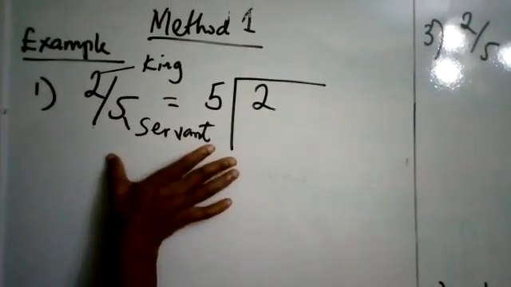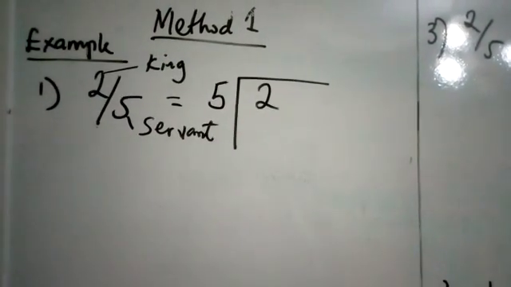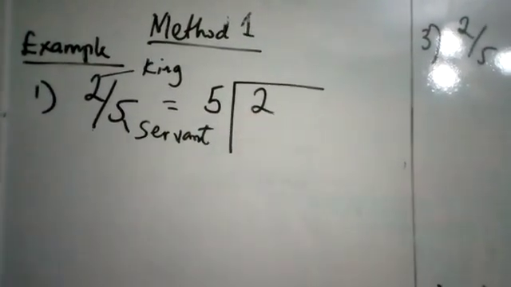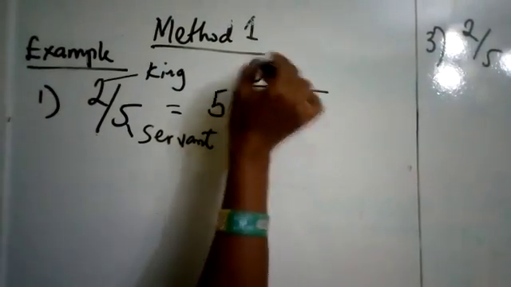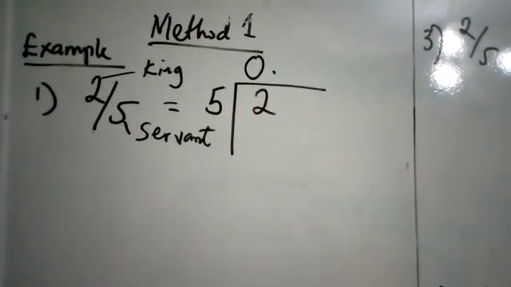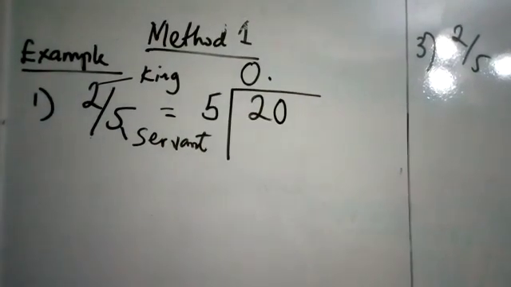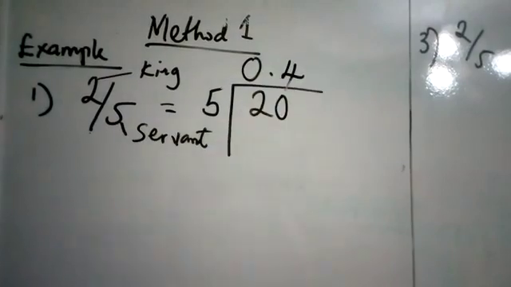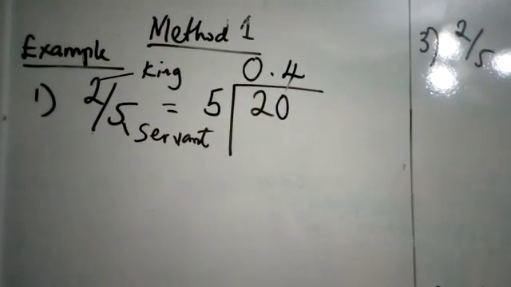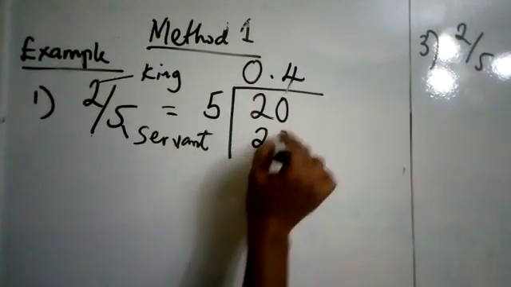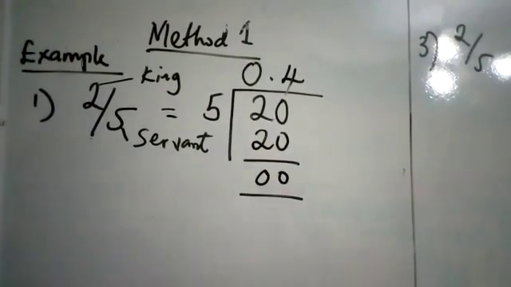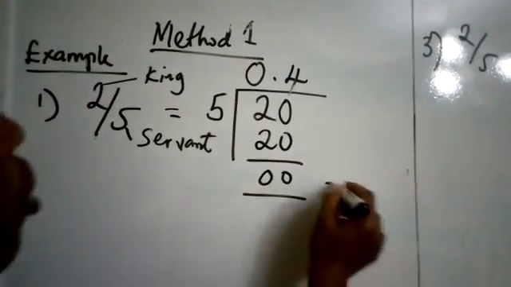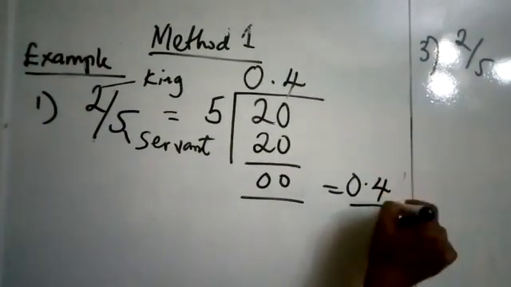So we're going to use long division method to change this fraction to decimal. We're going to say that 5 into 2, it cannot go, so we're going to put a decimal point there, and then this point introduces a 0 to the 2. 5 into 20 is going to give us 4, and 4 times 5 is going to give us 20. We subtract, and that's very fast. So changing 2/5 to decimal is equal to 0.4.